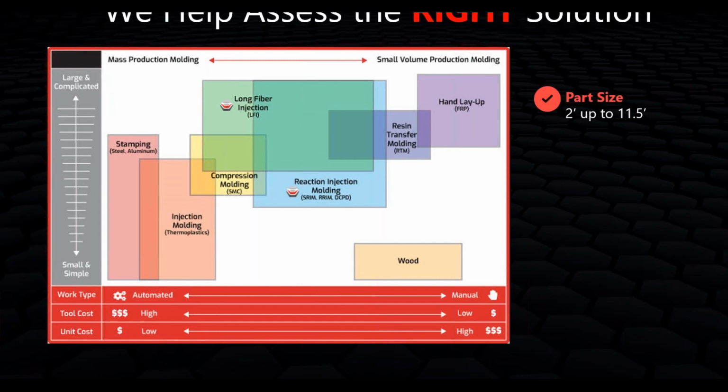And so what we mean by that is we can make parts typically on the small side of 2 feet by 2 feet, but for us, we can make parts almost up to 12 foot by 12 foot in size. So pretty big stuff is what we're talking about.